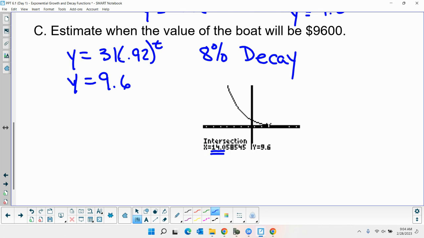So that's the number of years it takes for that boat, which started out as $31,000, to be worth $9,600, because as soon as you take it in the water once, it loses its value. As soon as you take a car out of the showroom or wherever you got it, the lot, it loses its value. All right, so that's exponential decay problems, those two.